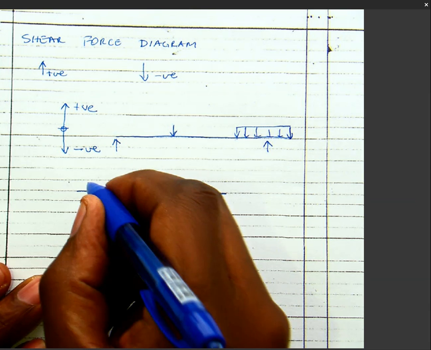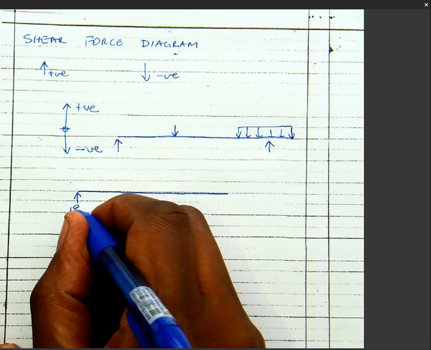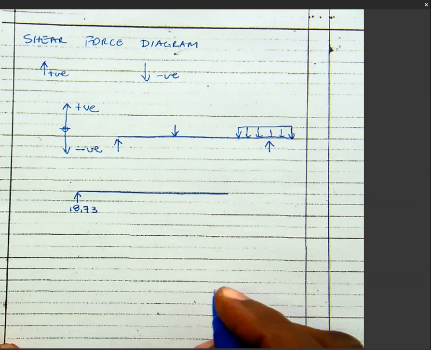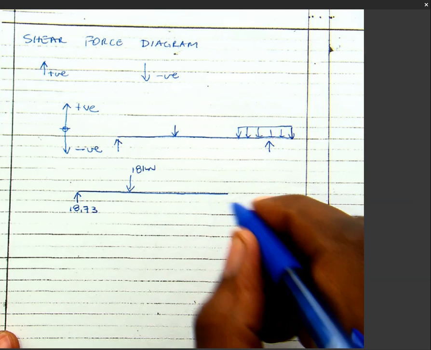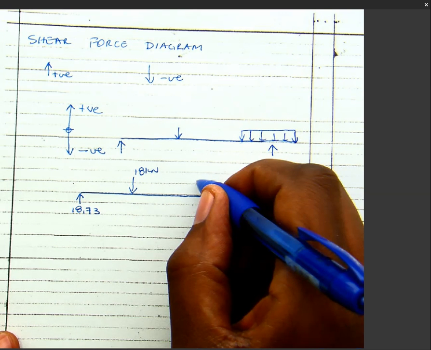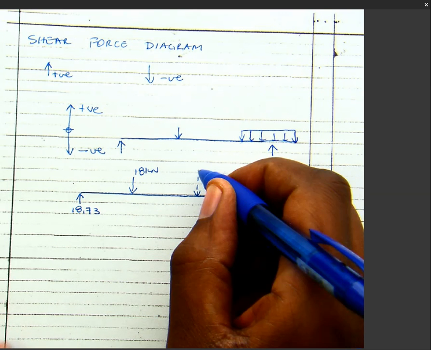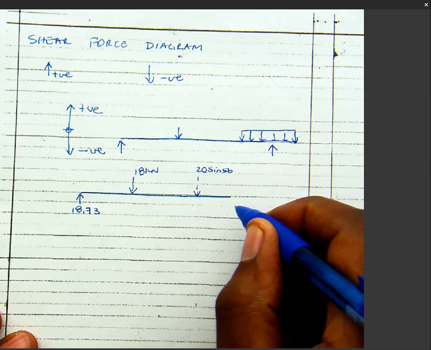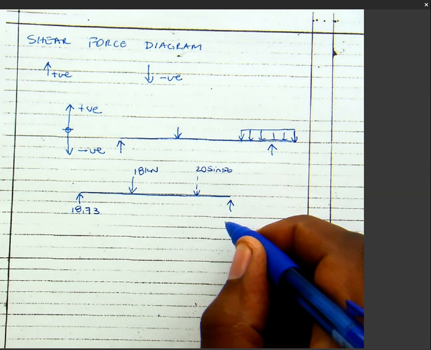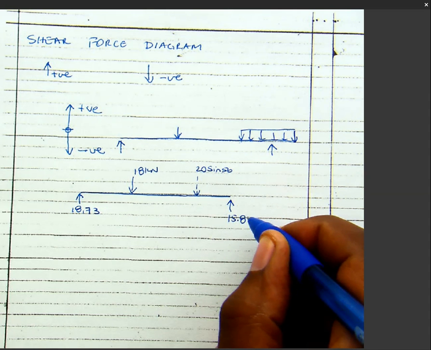I calculated my reaction there at A to be 18.73. I hope you still remember this. And then the load there was 18 kilonewtons. And then I had another vertical component there of 20 sine 56, and then I had a vertical reaction at B of 15.85 kilonewtons.